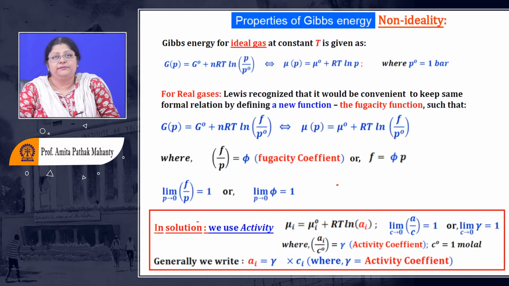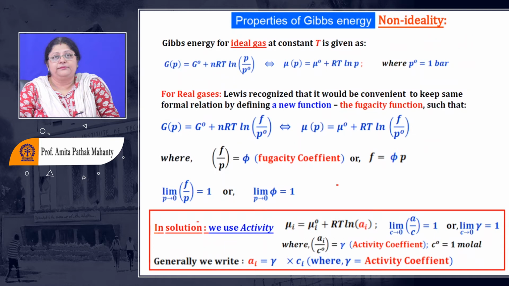So when we talk about solutions, we talk about activity, and when we talk about gases, we talk about fugacity. In solution, we have the activity coefficient becoming equal to 1 at very dilute conditions where concentration approaches 0. And in gases, the fugacity becomes equal to the pressure when the fugacity coefficient approaches 1 under limits of pressure tending to 0. That means at very, very low pressure.